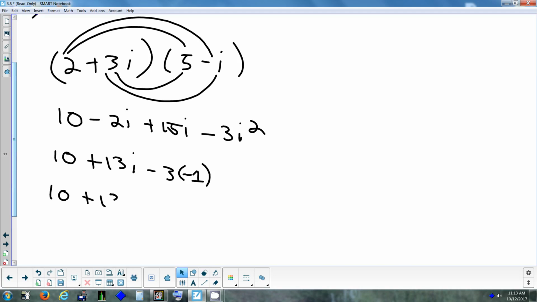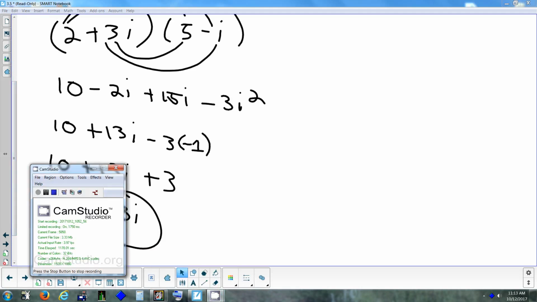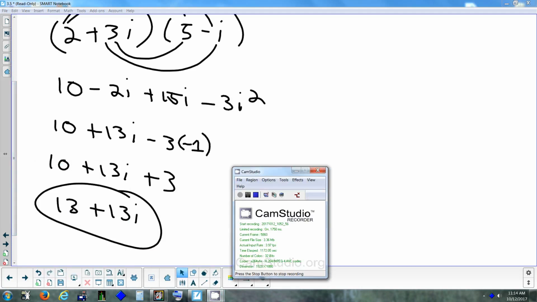Yeah, sometimes it looks a little confusing. So that minus and that minus just cancel out and we just get a plus 3. And now you can combine the 3 with the 10. Give you a chance to redeem yourself. What's 10 plus 3? 13. Very good. Okay, so we get 13 plus 13i for that one.